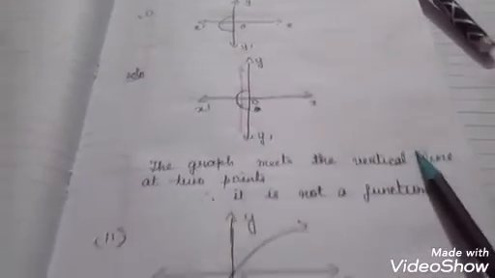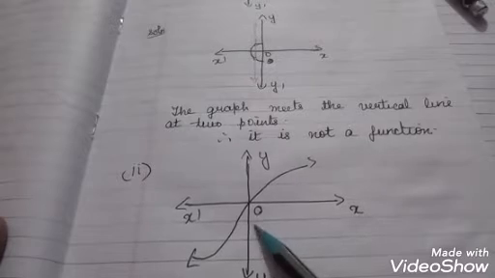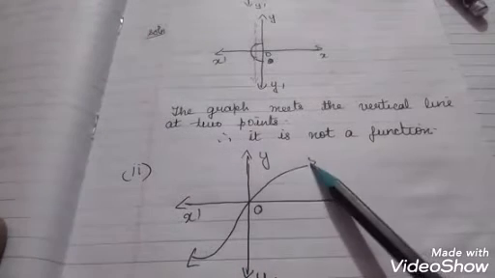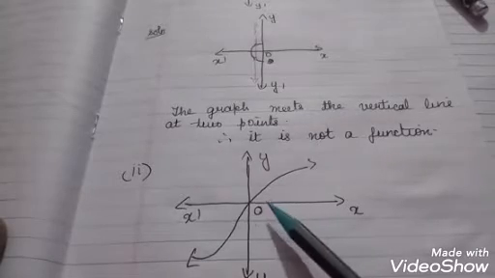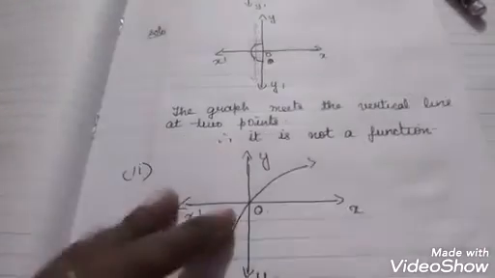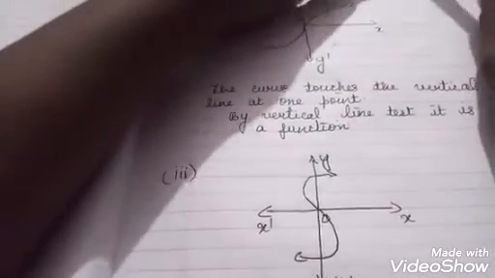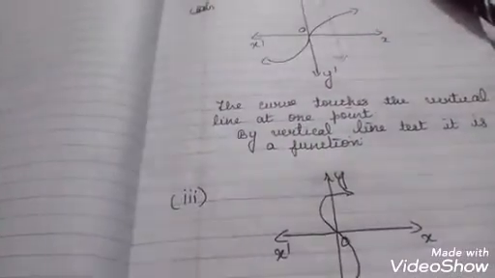Now coming over to the second subdivision. What is the curve given here? This is the curve given to us. I'll have to check whether this curve or graph is a function or not. As usual, by the vertical line test, you'll have to check whether it is a function or not in this case.